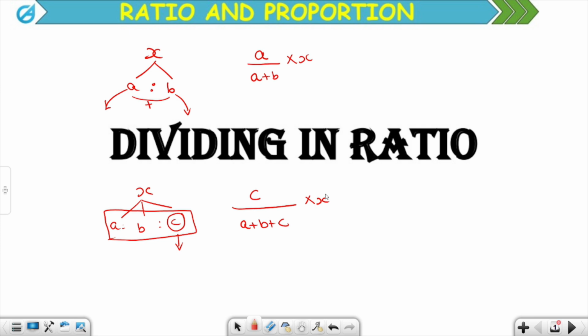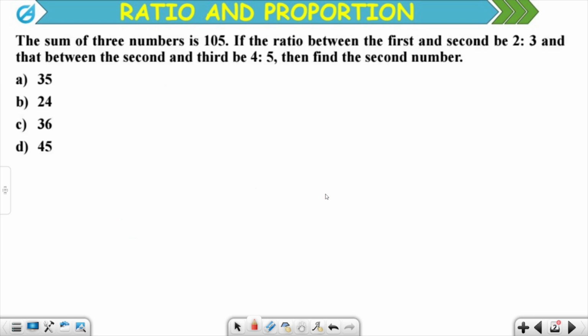Now we'll solve some questions. See here, the sum of three numbers is 105. If the ratio between the first and second number is 2 is to 3, and between the second and third number is 4 is to 5, find the second number. Let me take the first number as A, the second number as B, and the third number as C. The ratio of A and B is 2 is to 3, and the ratio of B and C is 4 is to 5.